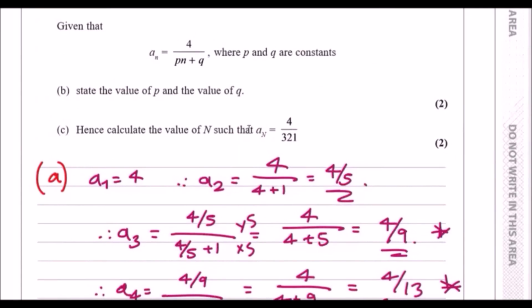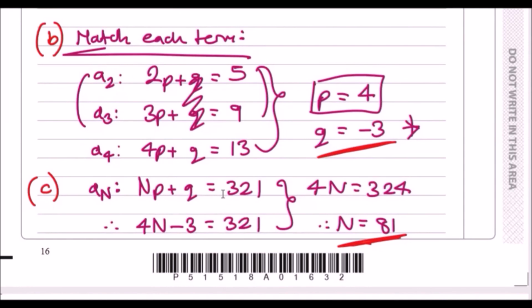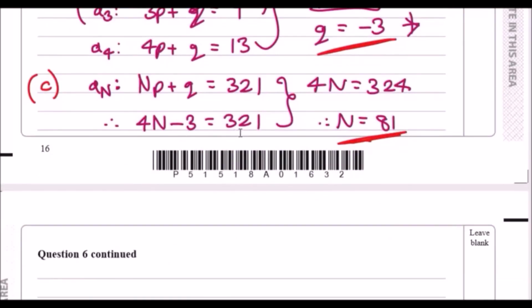Now part C is actually similar. It says, hence calculate the value of capital N such that a capital N equals 4 over 321. Again, you've got a 4 at the top, so wherever this solution is, Pn plus Q has to equal 321. That's the first step. But because we've got P and Q already, we can put them back in. So we have n times 4, so 4n minus 3 equals 321, and then we can just solve it. Adding 3 across, you get 324, and then dividing by 4, you get 81. Voila.